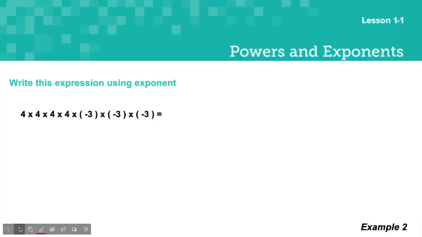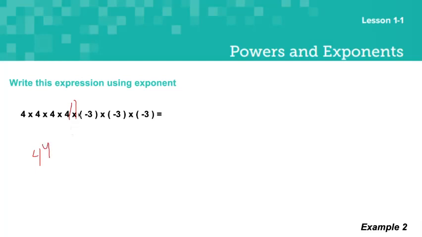The next example is: write the expression using exponent. In this question, we will cut the expression into two sides, like that. First thing, we do the first side, which is 4 multiplied by 4 multiplied by 4 multiplied by 4. We see what number is repeating. It is number 4. The next step, we see how many times the number 4 is repeating. It is repeating 4 times. So the answer will be 4 to the power 4.